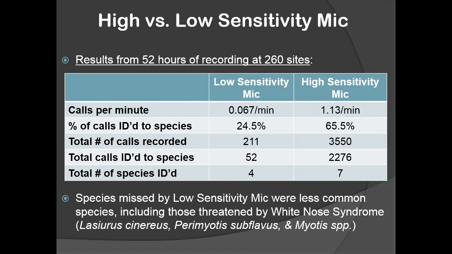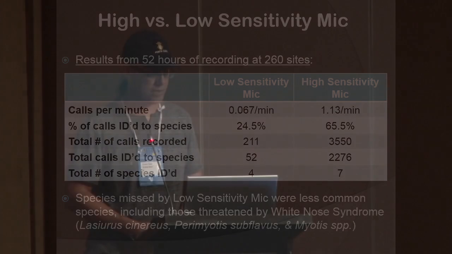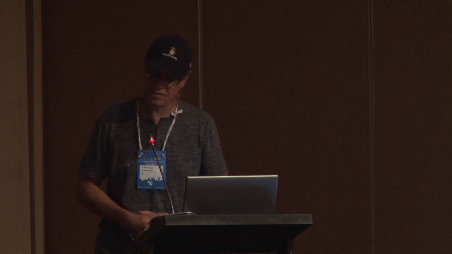However, when you compare high versus low sensitivity microphones, again, we could only do this at stationary sites. This is where the results really get interesting. For over 52 hours of recording at 260 sites, you can see there are dramatically different results for the two different microphones. We recorded roughly 17 times more call sequences per minute with the higher sensitivity microphone compared to the lower sensitivity microphone.